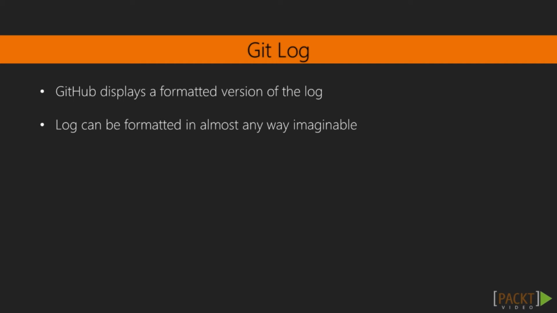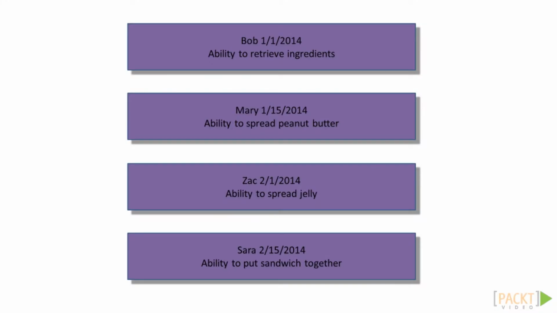As an example, consider a program that allows a robot to make a peanut butter and jelly sandwich. As we can see, the history tells us how the program was built. First, we added the ability to retrieve all the needed ingredients and utensils. Then we taught the robot how to spread peanut butter and then the jelly. Finally, the robot learns how to put the sandwich together. In Git, this story is told by the log.